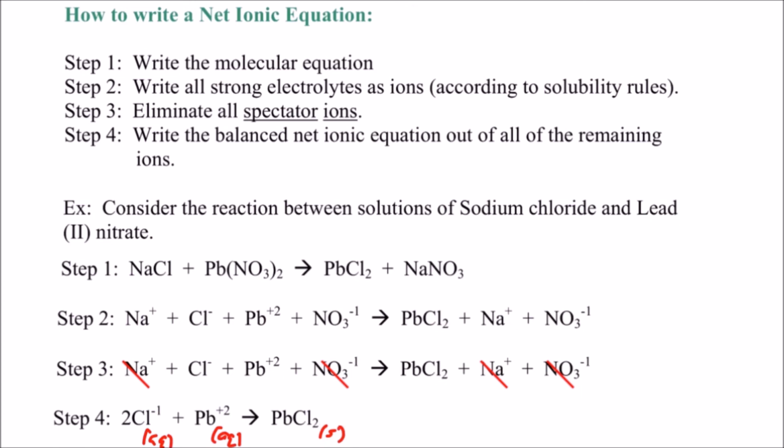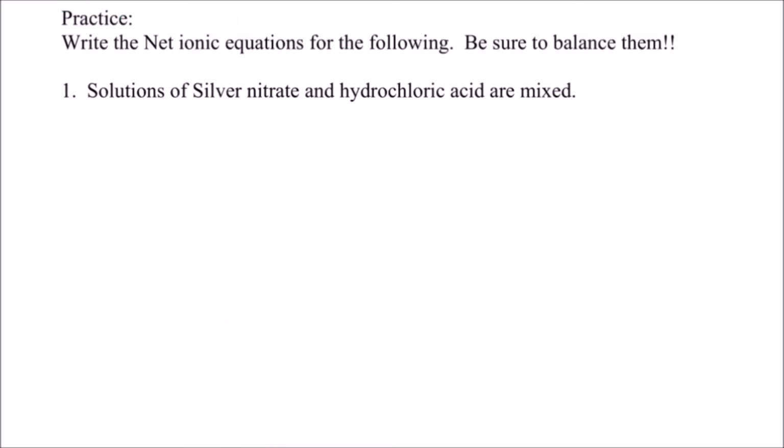Okay, so we have ions over here and then a solid product over here because that's insoluble. Alright, let's do another one. Write the net ionic equations for the following and make sure you balance them. We have a solution of silver nitrate and hydrochloric acid, and they're mixed together. So the first thing we want to do is predict the products of that reaction.